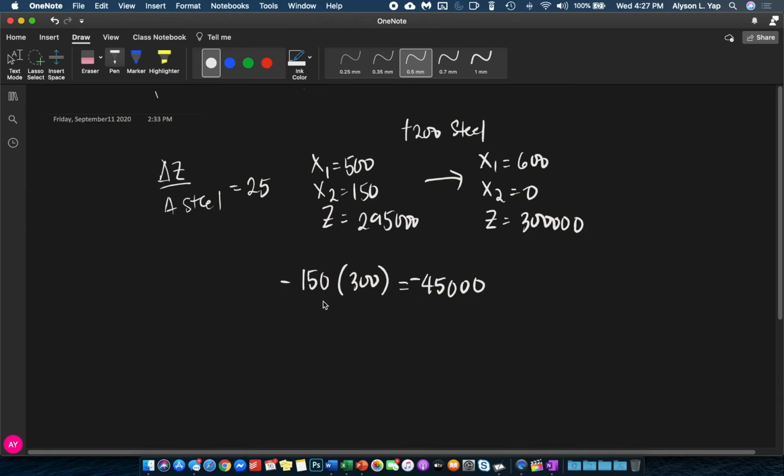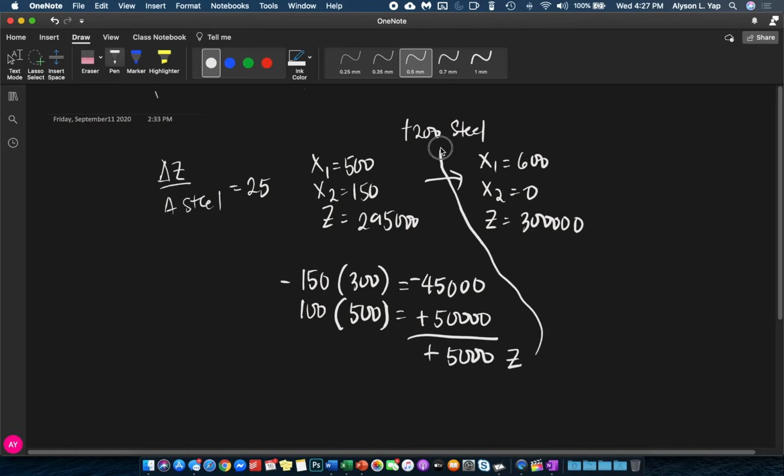However, in this case, because there was an increase of 100 in the production of red gadget, then there is a positive increase of 50,000. And that is where you got the net increase of 5,000 in Z, which relates to the increase of steel by 200, which equates to a 25 change in Z over change in steel.